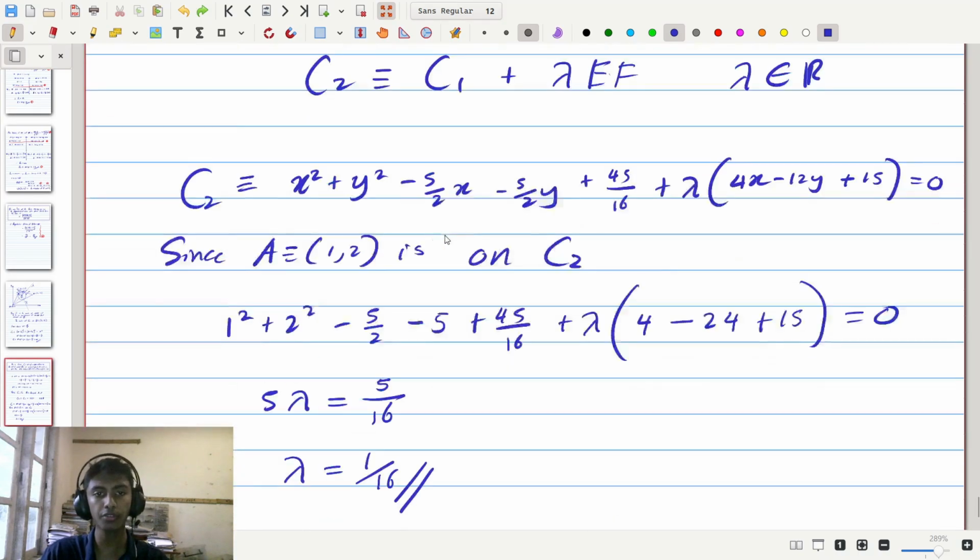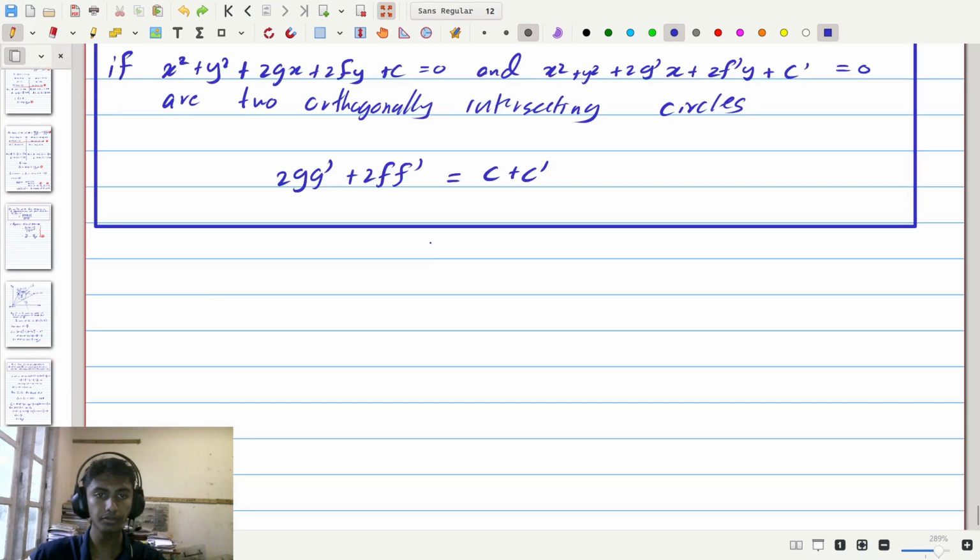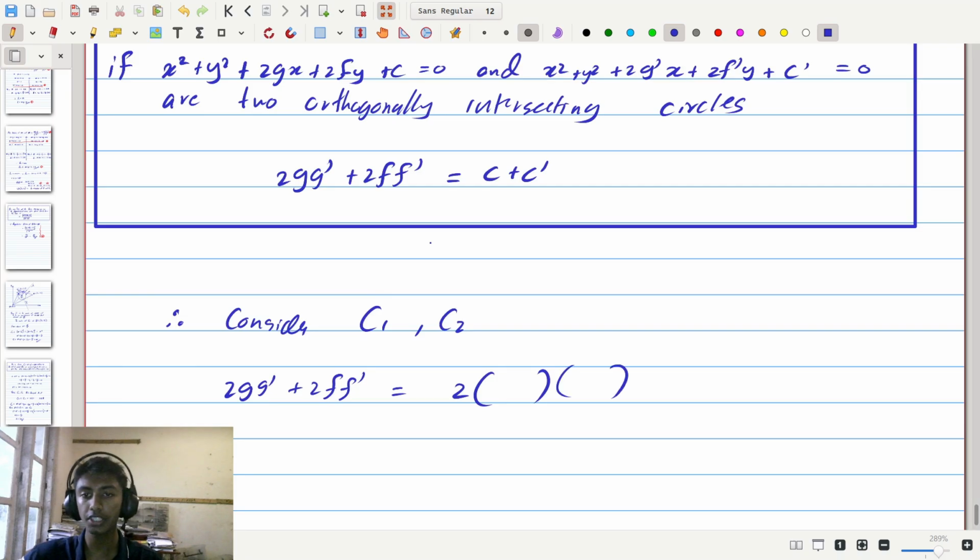So if we consider those, therefore if we consider, let's say, C1 and C2, on the left hand side we're going to consider 2 times g times g' plus 2 times f times f'. We're going to have 2 times the first g times the second g plus 2 times the first f times the second f. The first g is going to be negative 5 over 4 and the first f is also going to be negative 5 over 4.